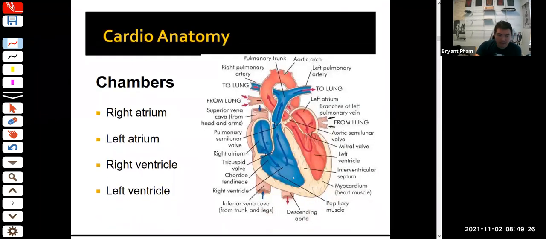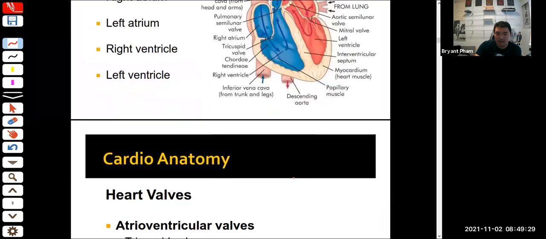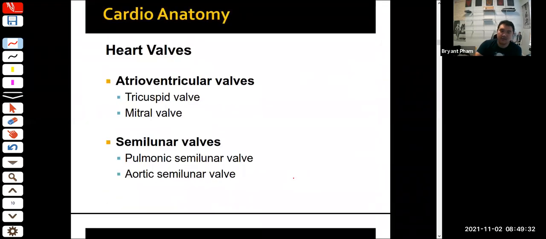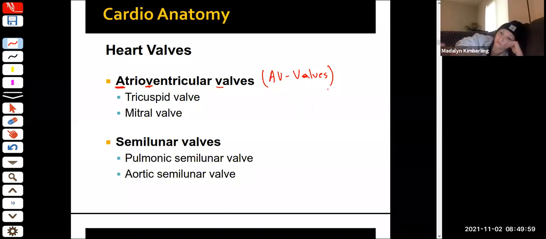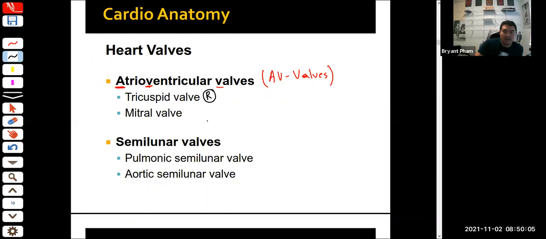All right, so you got your different chambers there. All right, talking about these heart valves. Atrioventricular valves. We call these AV valves. So these are the valves in between your atria and your ventricles. Okay. A little bit of review. Tricuspid, right or left? Right. Tricuspid will be right. Therefore, mitral will be left.